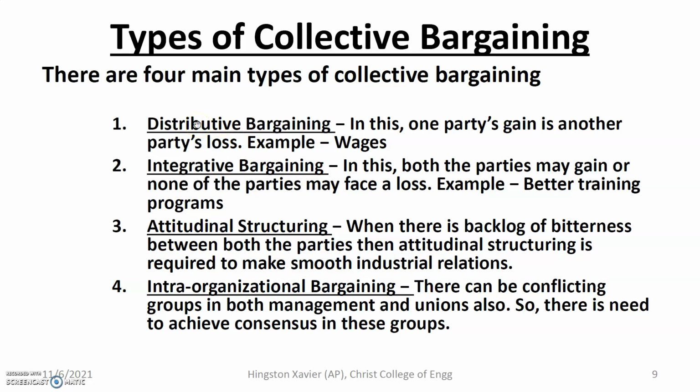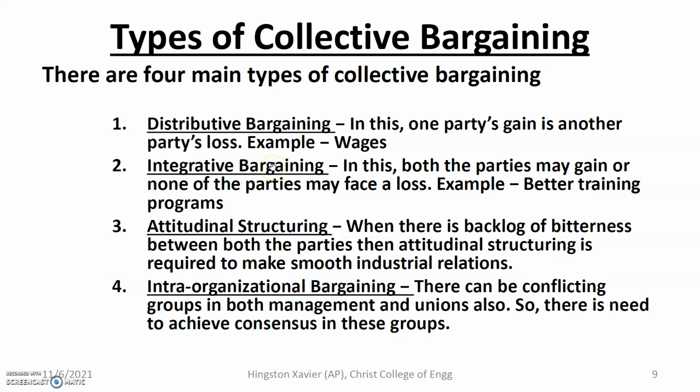So distributive bargaining: in this one, one party's gain is another party's loss. Example, wages. It means that when employees ask the employer to share the profit, they will get happy and joyful support if the employer shares it. But if they are not ready to share the profit, it will lead to some conflicts, which is called distributive bargaining.